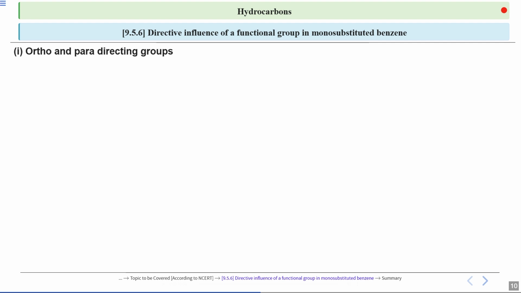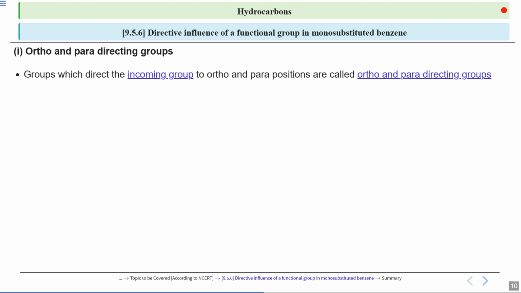These are important concepts when we study how different groups affect the position where new atoms or groups are attached to a benzene ring via reaction. We will see how these groups influence chemical reactions and why their position matters. Now, let us define what ortho-para directing groups are. These are groups attached to a benzene ring that guide a new group onto the second position or the fourth position. So, you can call them ortho-para directing groups.